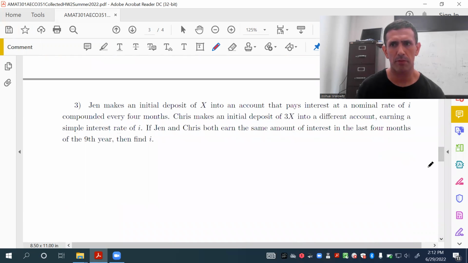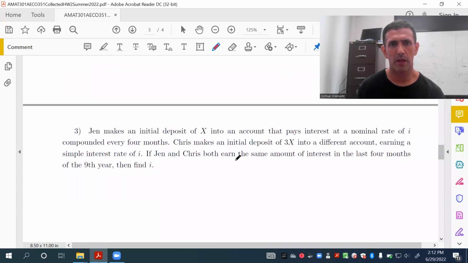All right, so problem 3. Just like the video that I made, basically the same problem, more or less. So Jen makes this initial deposit into an account that pays nominal interest rate of I compounded every 4 months. So let's say for Jen, A of T is the amount in the account after T years.